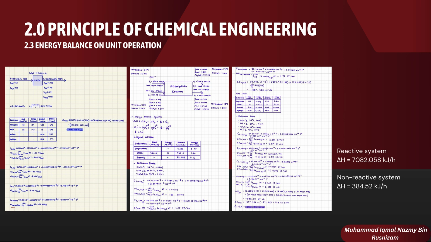The total enthalpy change is 7,802.058 kilojoule per hour. Next up, the energy balance on the absorption column.